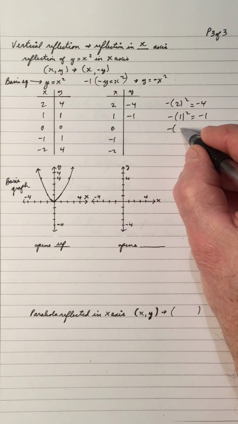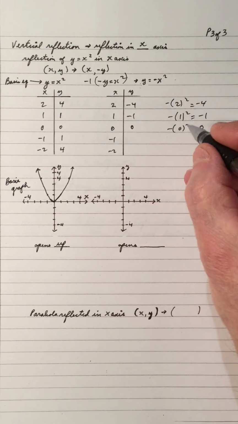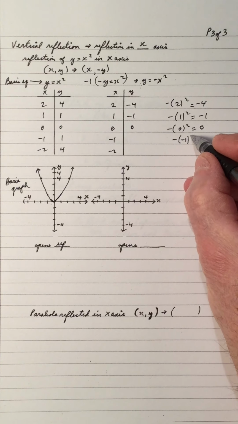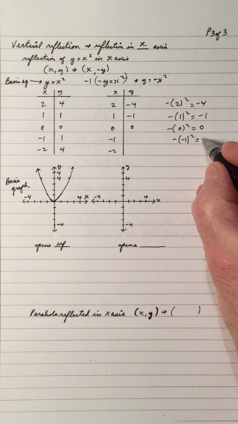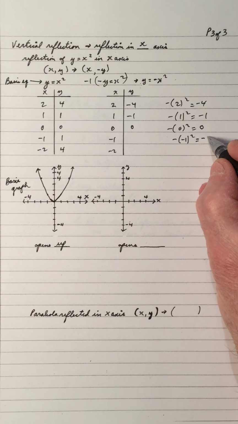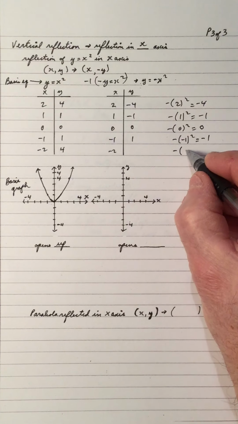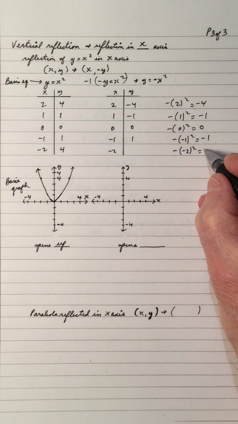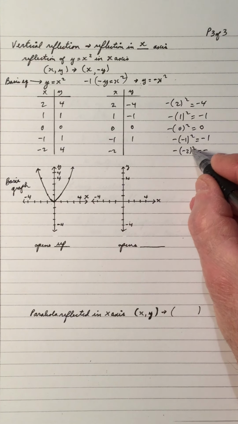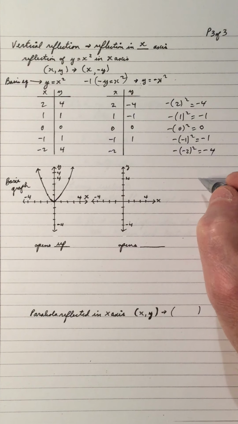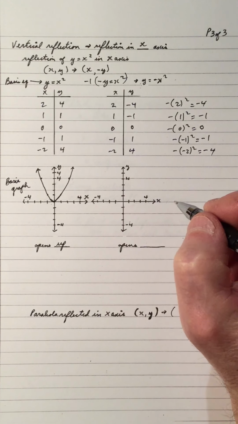So we put a 0 in. 0 squared is 0, so the negative of 0 is 0. Now we're going to put a negative 1 in. X is negative 1, going in the place of x. We get the negative of negative 1 squared, which is negative 1. And now we're going to do negative 2 and square it. Notice we have to square first, and so we square first and we get a 4. Then we do the negative of it.